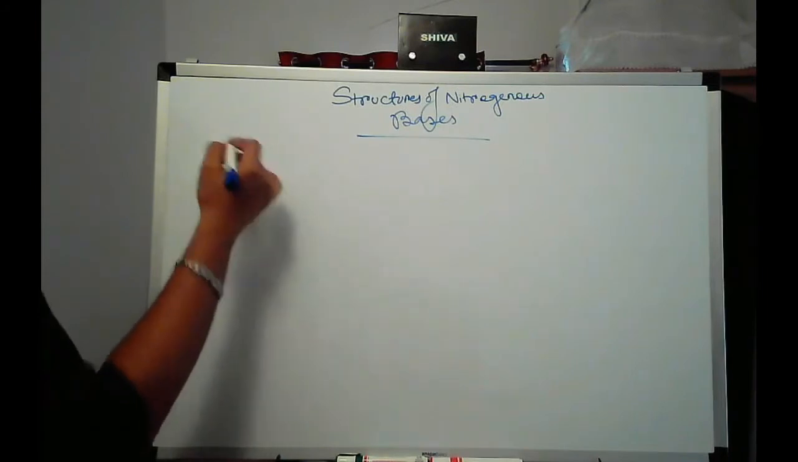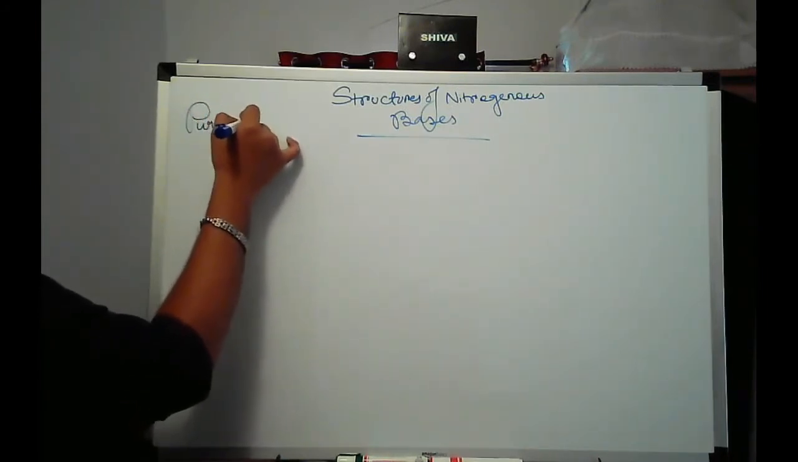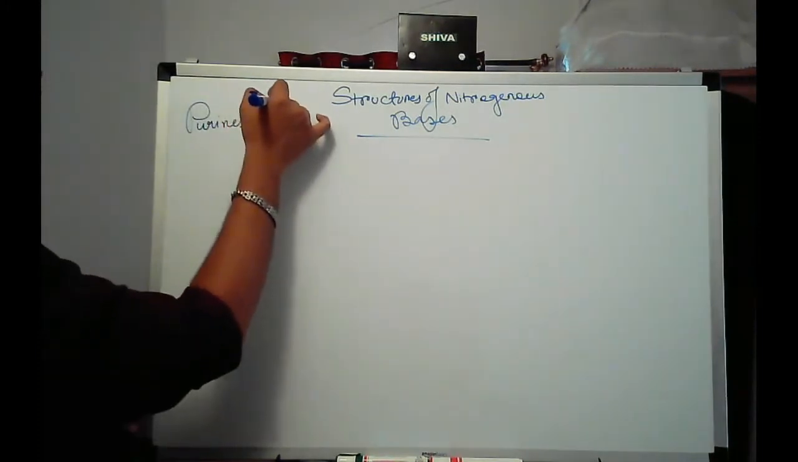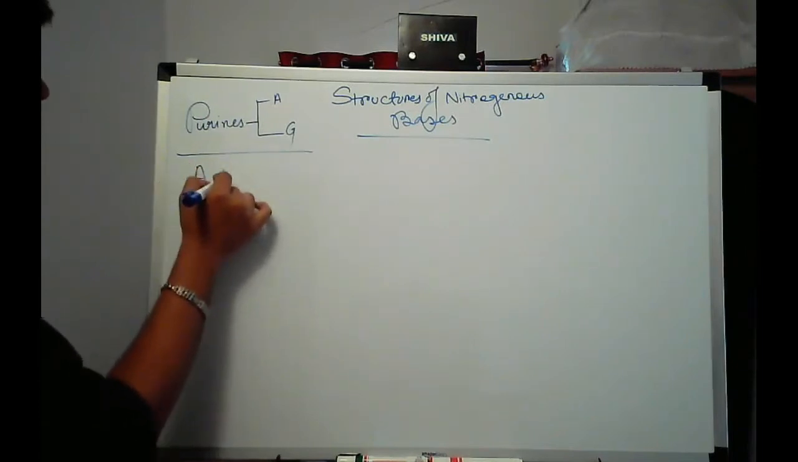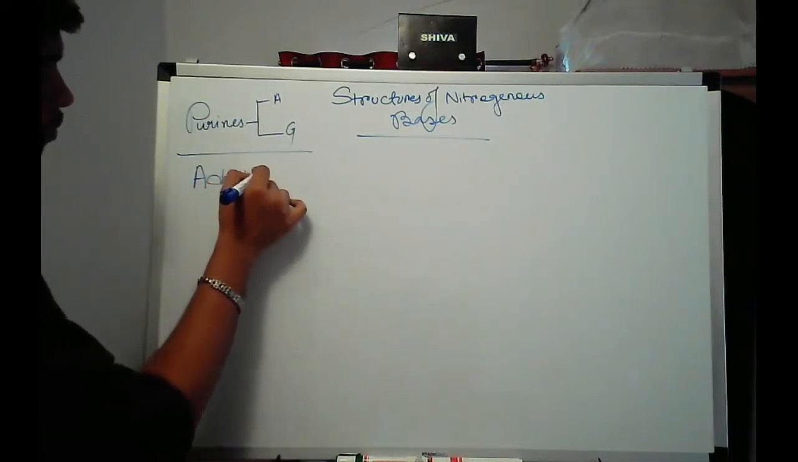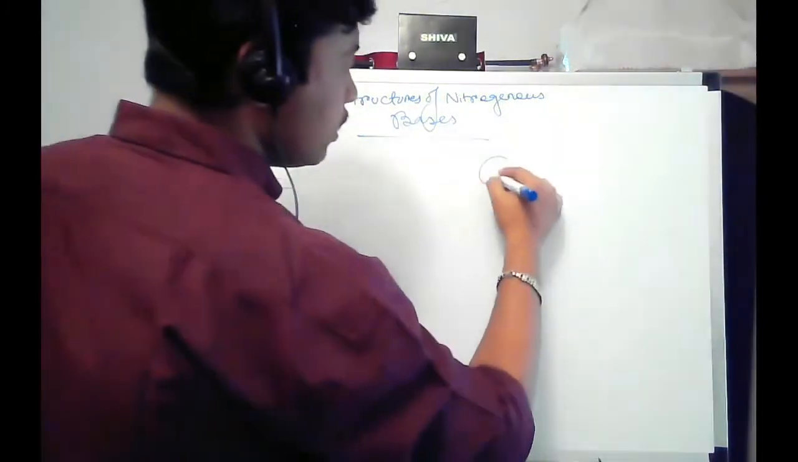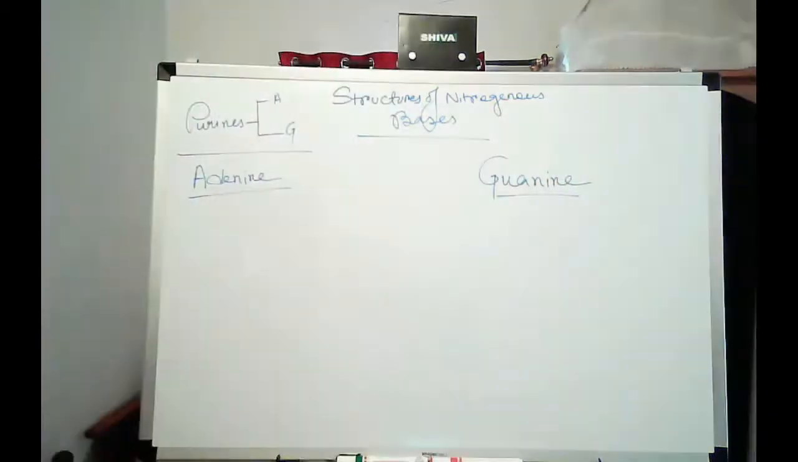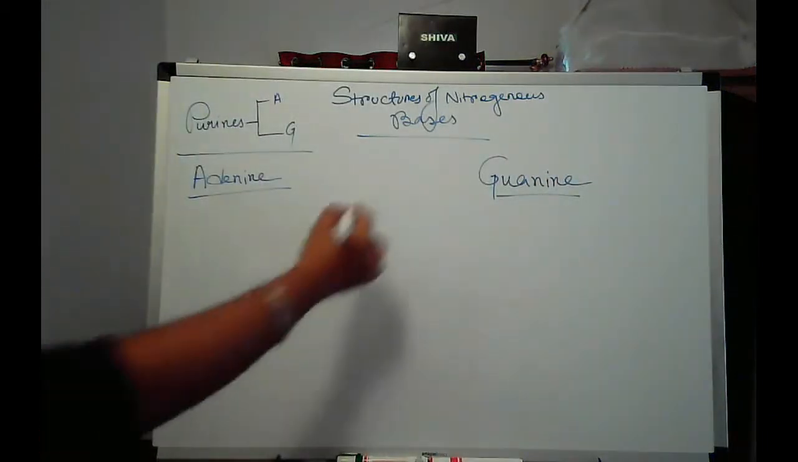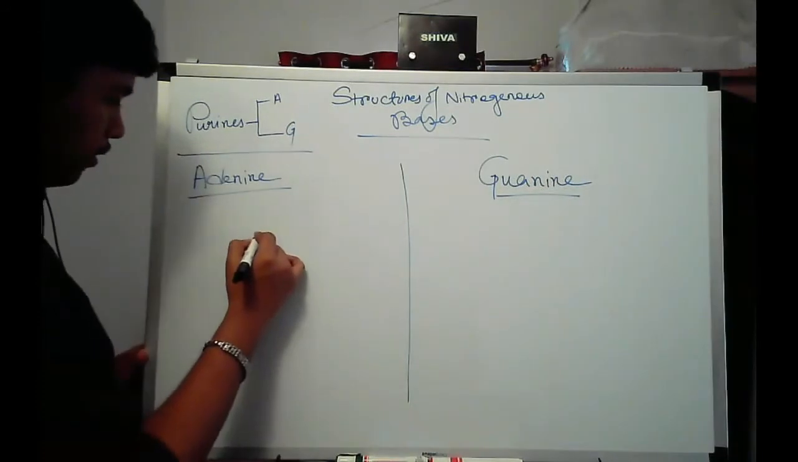Purines consist of adenine and guanine. Now let us focus on adenine first. How does adenine look? Then we'll move on to guanine. Time for adenine. Let's see.